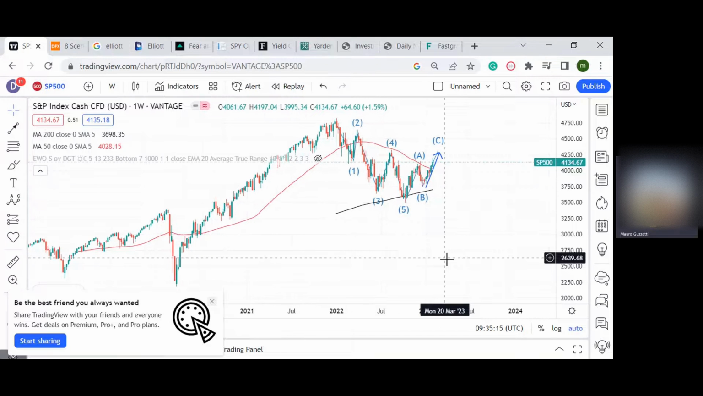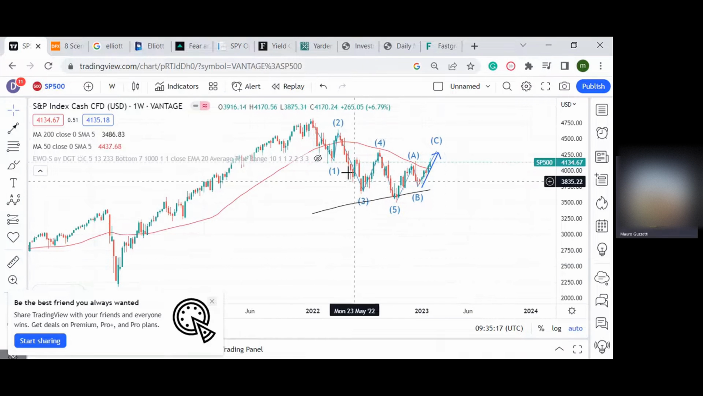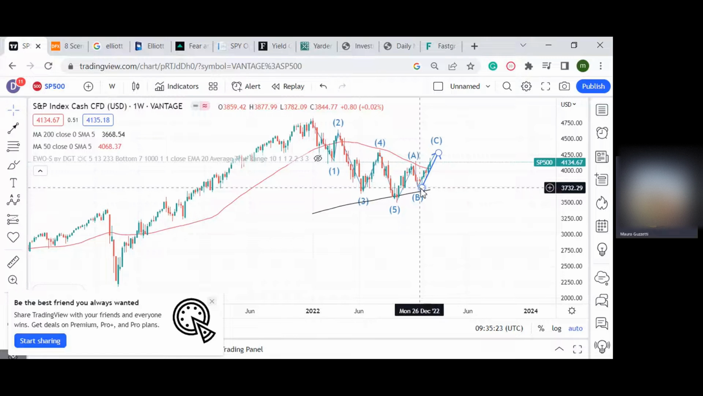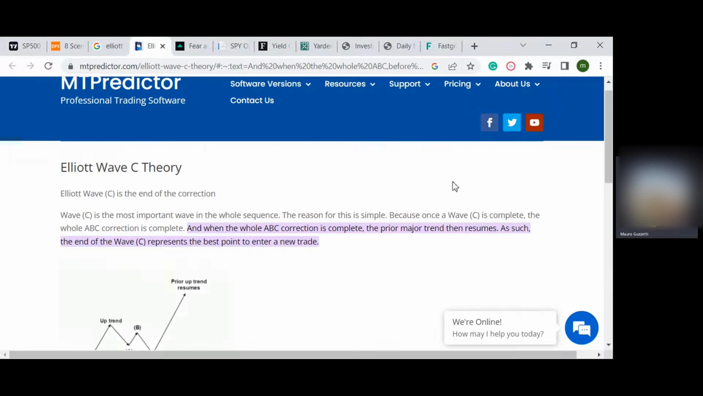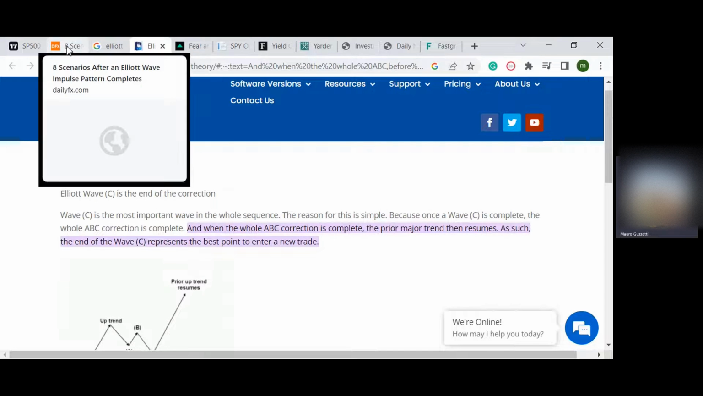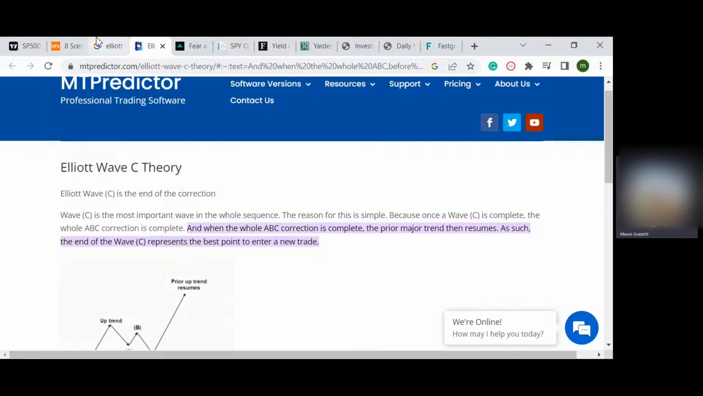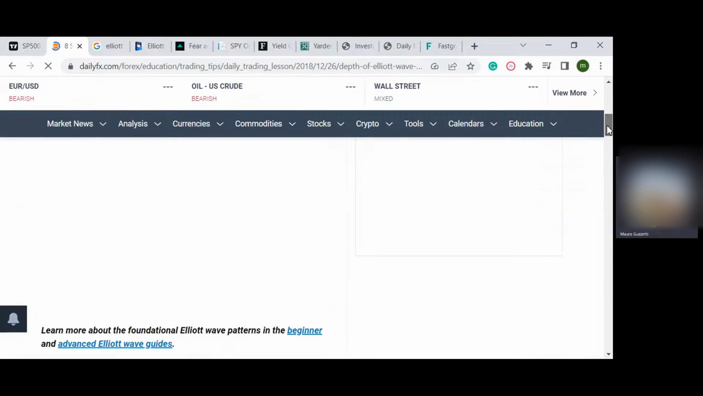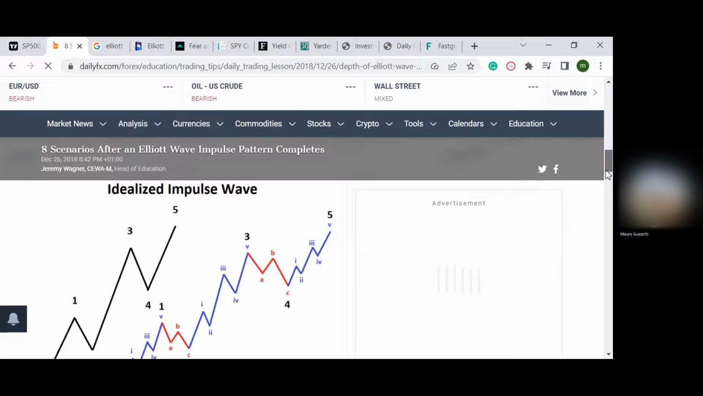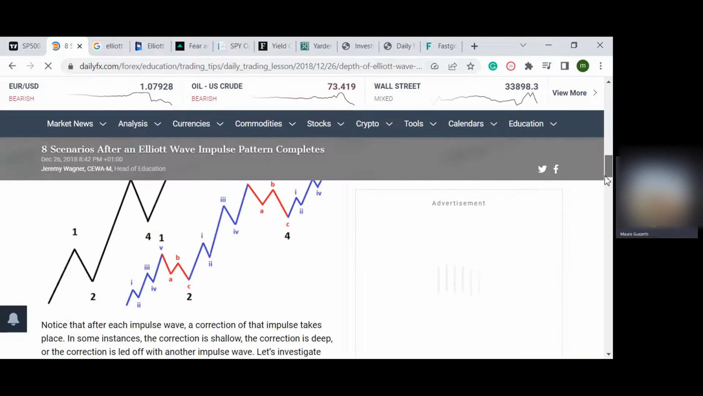So first of all, I did a study, and I studied that the S&P 500 since 2022 really followed an Elliott wave pattern, a perfect one. Let me show you what is the Elliott wave pattern. Yeah, it's that kind of pattern.